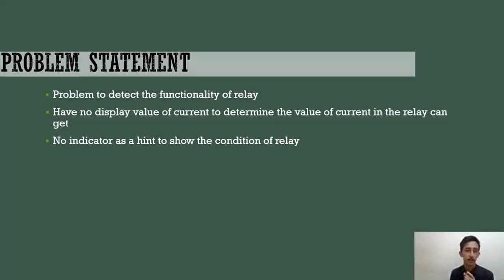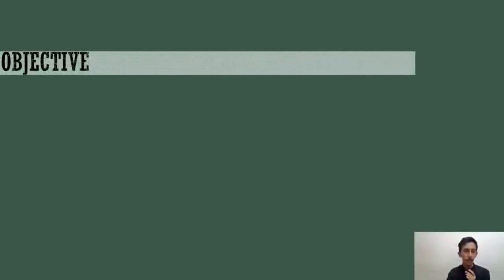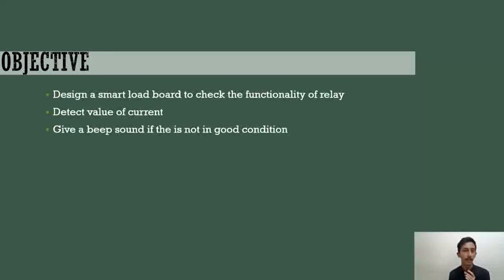Next, I will proceed to the objectives. My first objective is to design a smart board checker to check the functionality of relay. Second, it will detect the value of current. And the last one, it will give a beep sound if the relay is not in good condition.